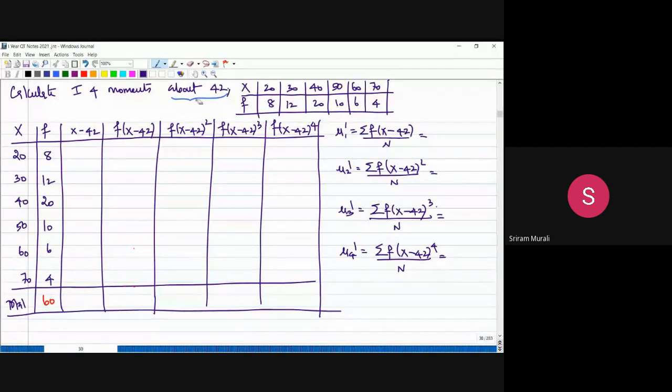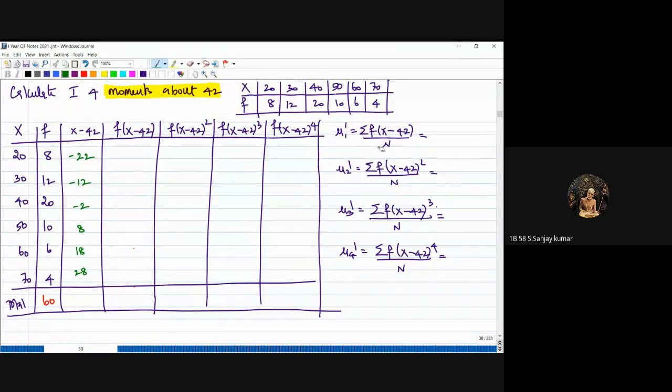Calculate the first 4 moments about 42. He himself says it is about 42. So this decides that it is the assumed mean. What is x minus 42? Minus 22, minus 12, minus 2, 8, 18, 28. Have you understood? Yes, sir.